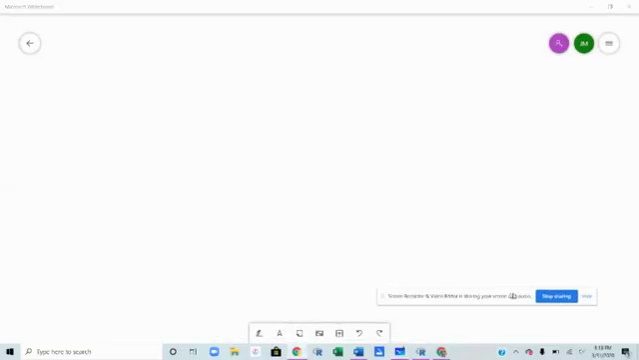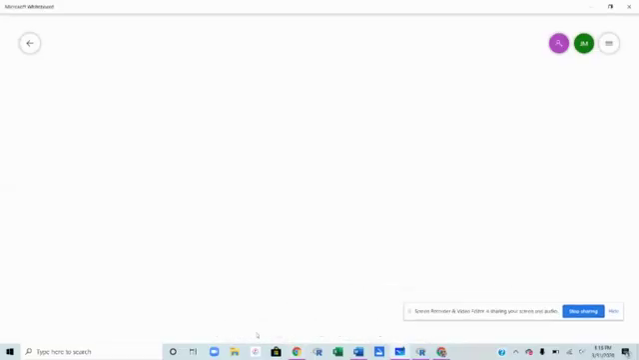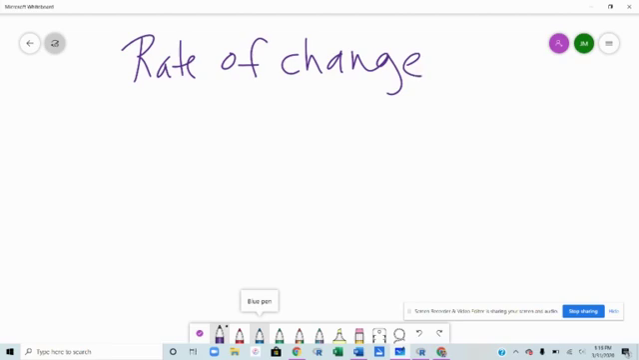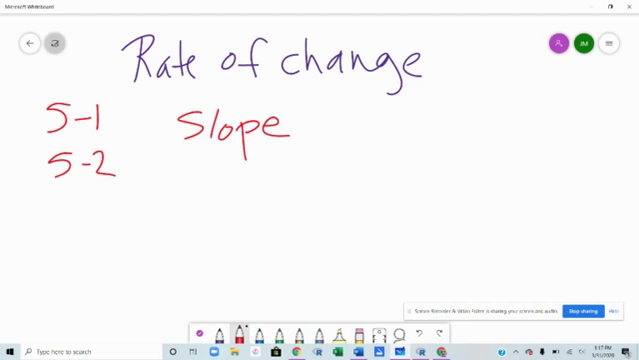All right, in today's lesson, you're going to review some stuff dealing with rate of change, which you have talked about in Unit 5. You focused on it in 5.1 and 5.2. Remember that rate of change is just the same as slope. So with today's lesson, you're going to do the same thing you would do when you're finding the slope.